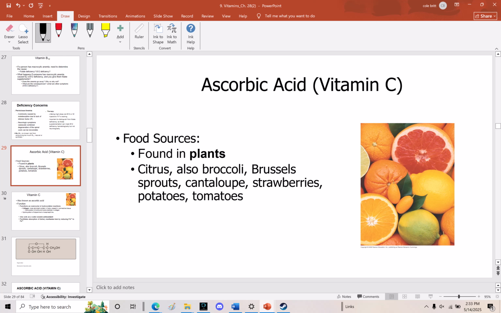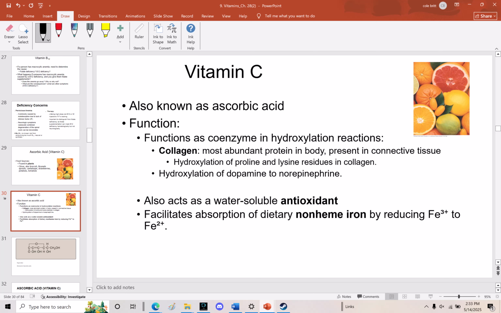And what plants? Citrus is the main place, green foods, berries, lots of good foods contain vitamin C. Also known as ascorbic acid. So its functions: it has two functions I need you to know. One is a coenzyme in hydroxylation reactions. And you guys already learned this.